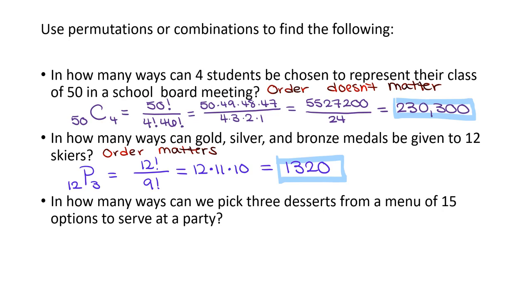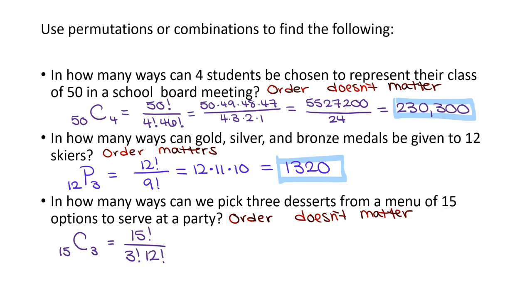All right, finally, last example. In how many ways can we pick 3 desserts from a menu of 15 options to serve at a party? So does order matter? No, it doesn't matter. We're still picking 3 desserts. Doesn't matter what order we pick them in. So this is combinations. We're picking 3 out of 15.